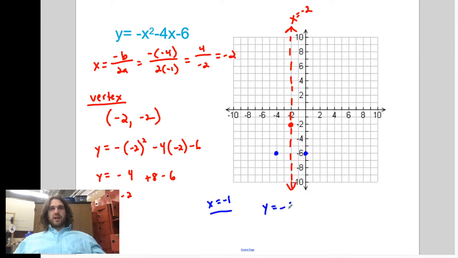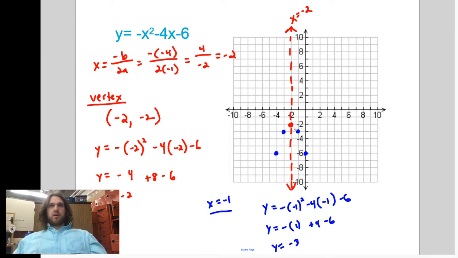y equals negative 1 squared minus 4 times negative 1 minus 6, which is negative 1 squared is 1, so negative 1, plus 4 minus 6. Let's see. I think it's negative 3. Yep. So negative 1, negative 3. Reflect that point. That's it. We are done.